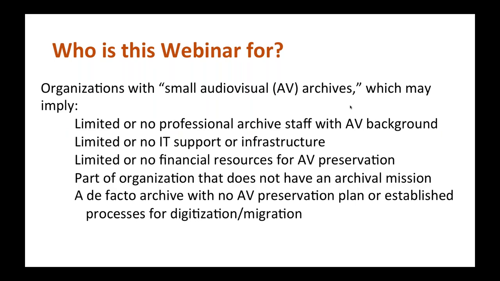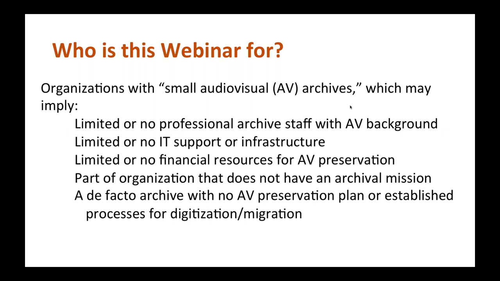I'm going to go back for a second to when I said preservation plan. I do want to define some things here before we proceed. And I want to point out that when we're speaking about audiovisual materials, preservation really has two definitions.